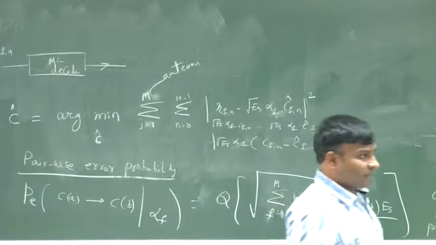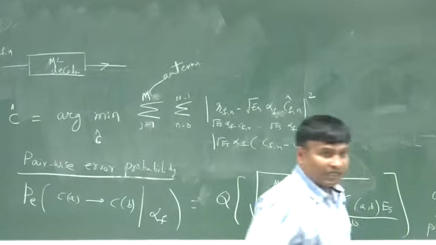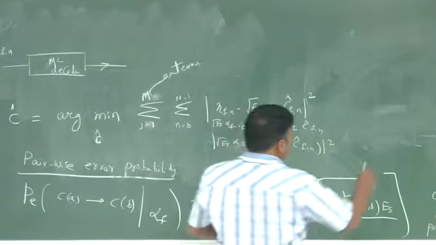What is the minimum distance error event? Well, you send 1. You decode in favor of -1. That is the minimum error event. Let's take 8 PSK. What is the minimum distance error event?